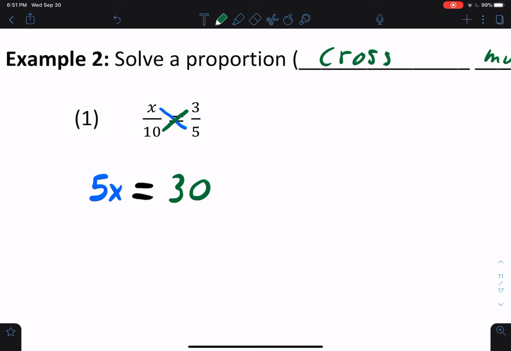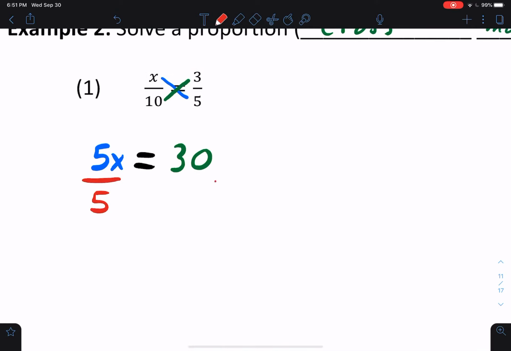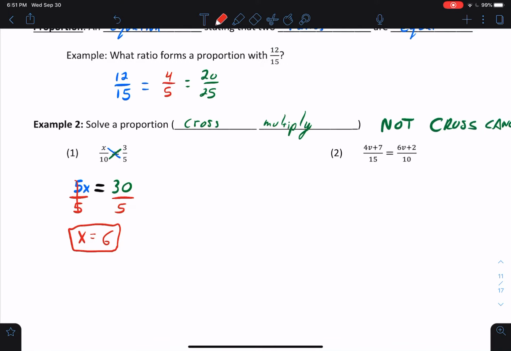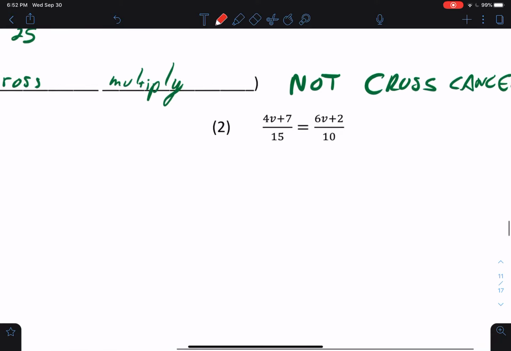Okay? Now from here, we know how to solve this step. We're going to divide both sides by 5. So I'll get x equals 6. Okay, so that's how we work through a problem where we need to cross multiply. What about in example 2? It gets a little bit more complicated.